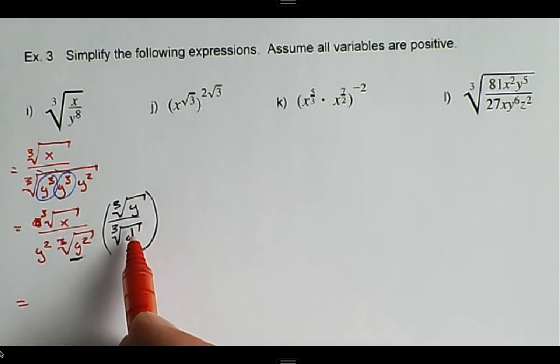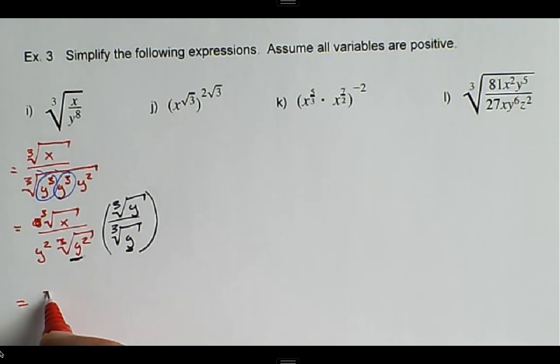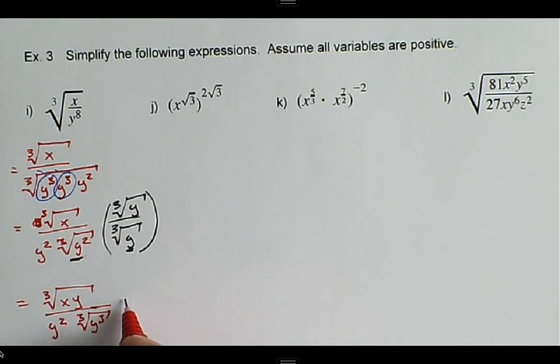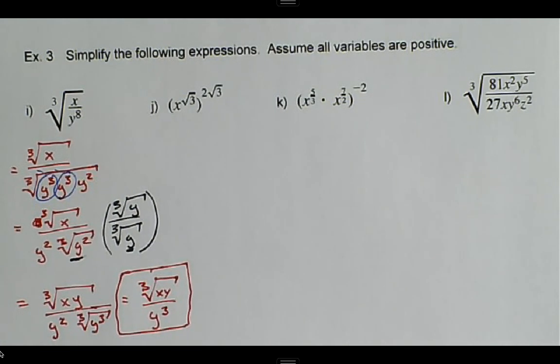So the cube root of x times the cube root of y just becomes the cube root of xy. And then the y squared is going to stay, and then the cube root of y squared times the cube root of y. So we have y squared, and then that becomes the cube root of y cubed. And that just means that we can bring it out of the radical. And so we get the cube root of xy divided by y cubed in the simplest form.